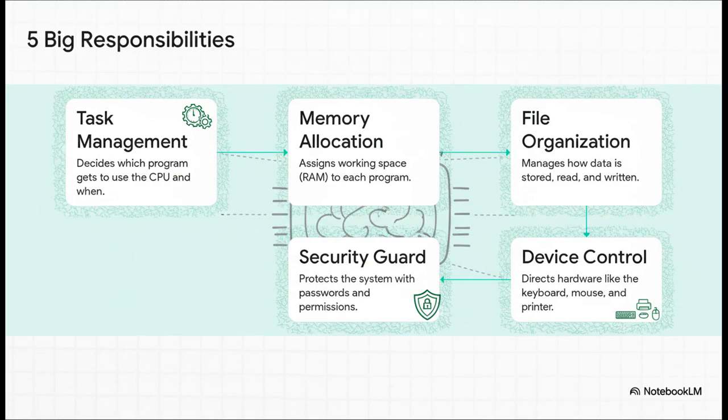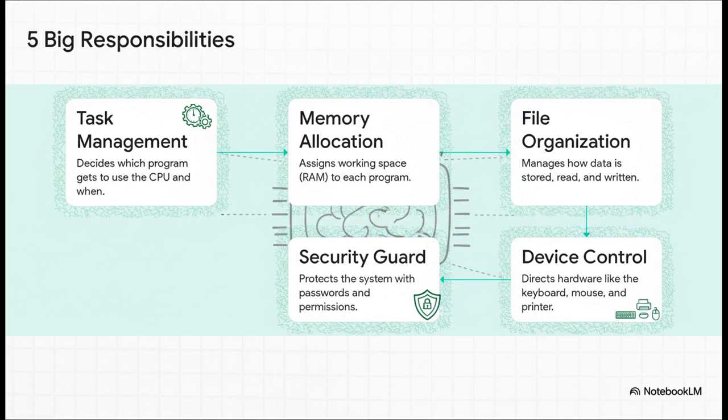Okay, so let's break this down, because this is where the real work gets done. First, the OS is an incredible multitasker. It's constantly juggling every single program you have open. That's task management. It's deciding millisecond by millisecond which program gets to use the computer's brain. It's also in charge of memory, giving each program its own little sandbox of RAM to play in. Plus, it's the librarian, keeping track of every single file so you can find that photo from 3 years ago. It controls all your hardware, your keyboard, your printer, you name it. And finally, it's your security guard, using passwords and permissions to keep everything safe.